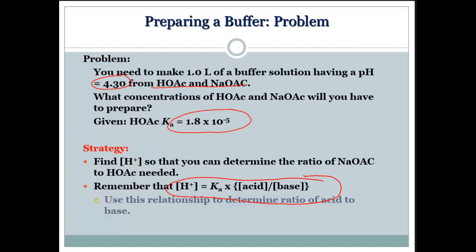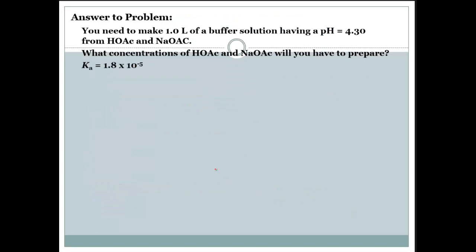That's where you take 10 to the x of 4.3, divide it by the Ka, and then that'll give you your ratio. I'm going to do it using the Henderson-Hasselbalch equation since that's what we used on the previous question. So pH is equal to the negative log of the Ka plus the log of the base, which is the acetate, over the concentration of the acetic acid, the acid.